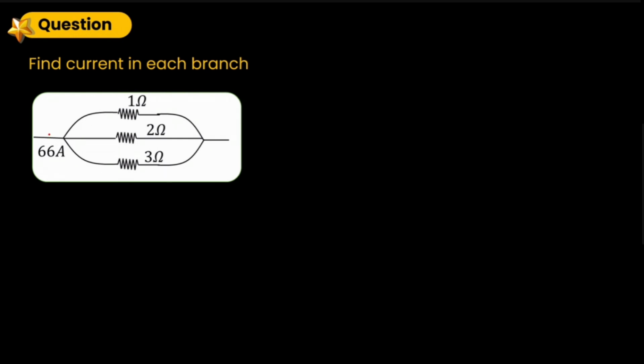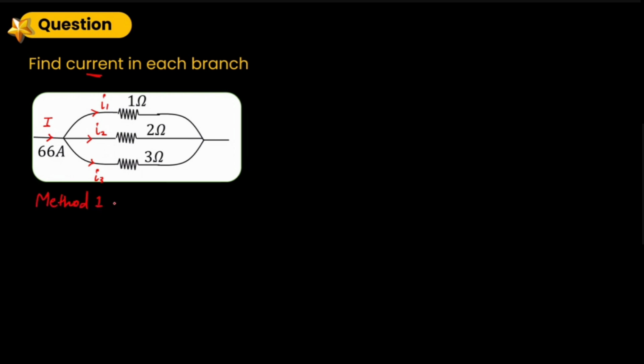The question says that there is 66 amperes of current coming towards the circuit, and there are three resistors which are connected in parallel. We have to find the current in each branch. So there is I1, I2, and I3, we can assume. All three branches will have different current. So how can we calculate that current? Any idea?